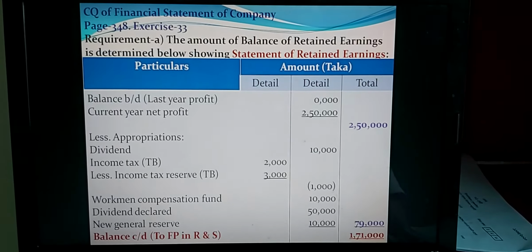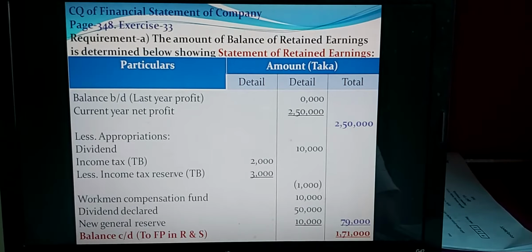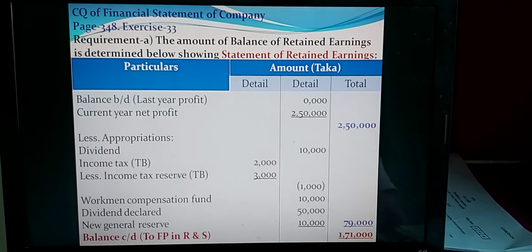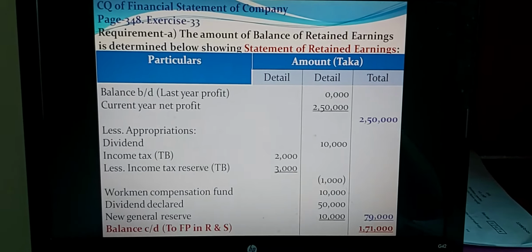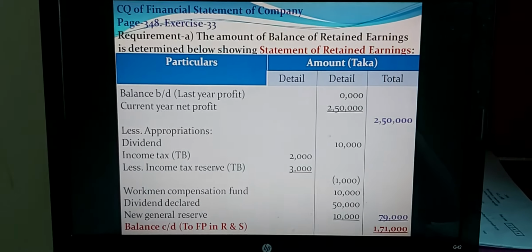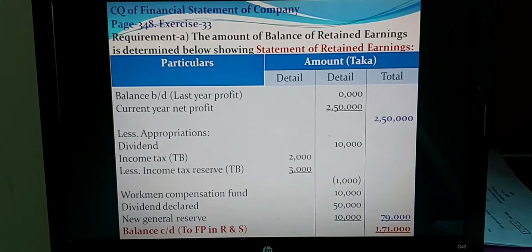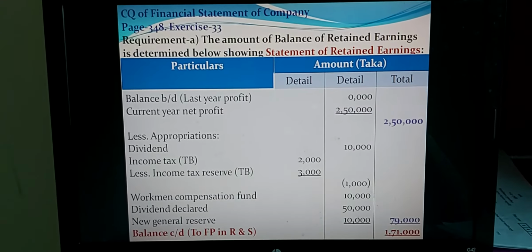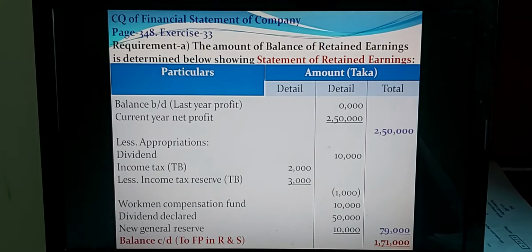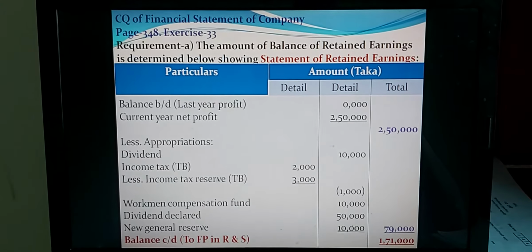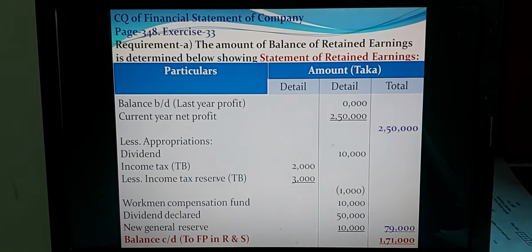Then second item, income tax and income tax reserve. In trial balance available. When income tax and income tax reserve is available in trial balance, then it is indicated as old income tax and income tax reserve. It is treated as appropriations. So income tax amount taka 2,000 in debit, and income tax reserve in credit taka 3,000. Income tax reserve taka 3,000 deducted from the income tax. So remaining amount of taka 1,000 is negative figure in middle column to be shown.